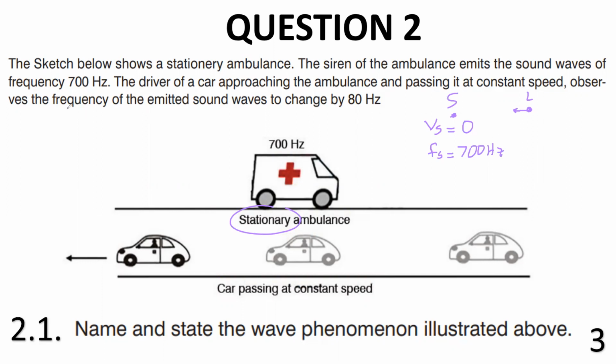And the observer frequency changes by 80 Hz, so FL is equal to 780 Hz. It was changed by 80 more than 700, we are adding 80. What else do we know? Nothing. The speed of the car we don't know, so we can write VL equals question mark for now. Anything else? Nothing. All right, so we're going to just carry on.